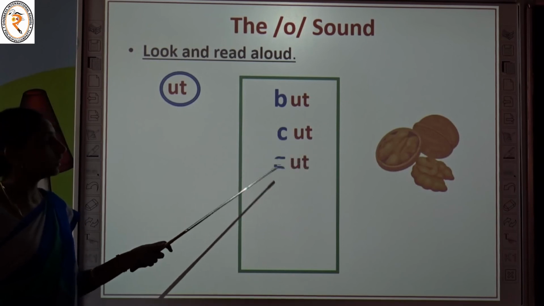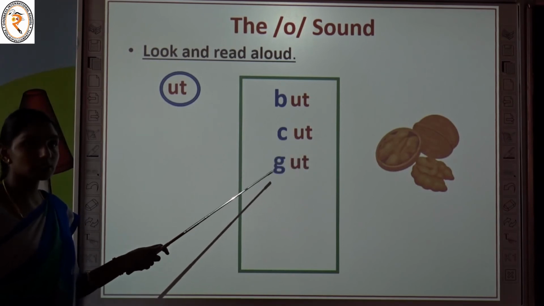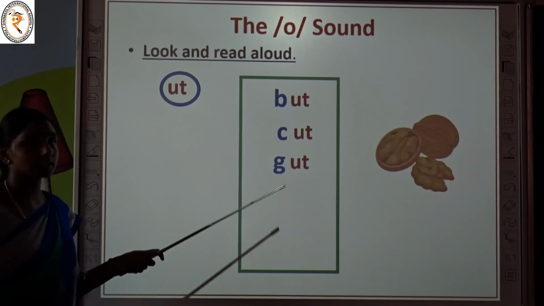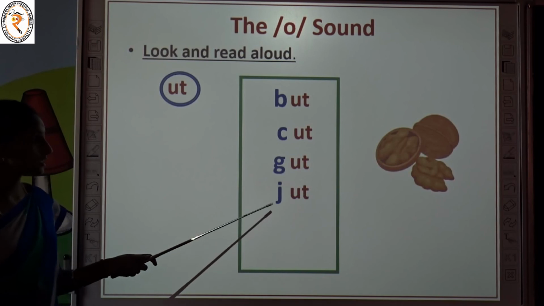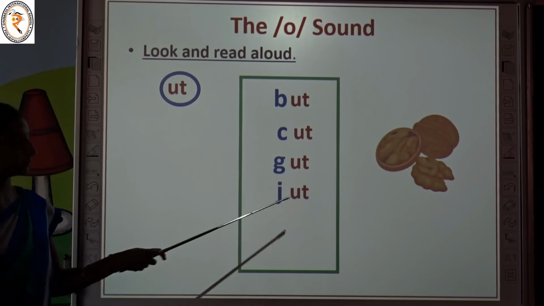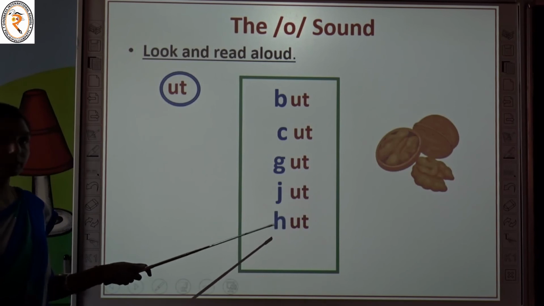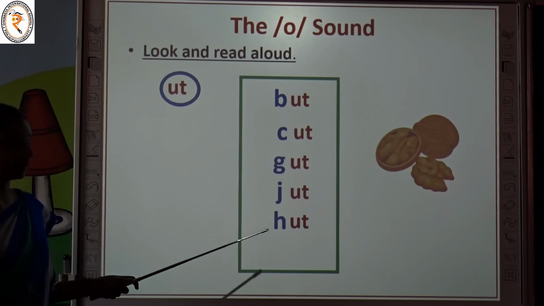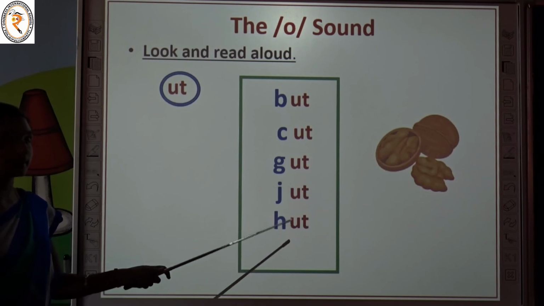cut. What is the sound of the letter G? Try yourself. G plus ut, gut. What is the sound of the letter J? J plus ut, jut. What is the sound of the letter H? You can pronounce the words horse or honest. Yes, ha. H plus ut, hut.